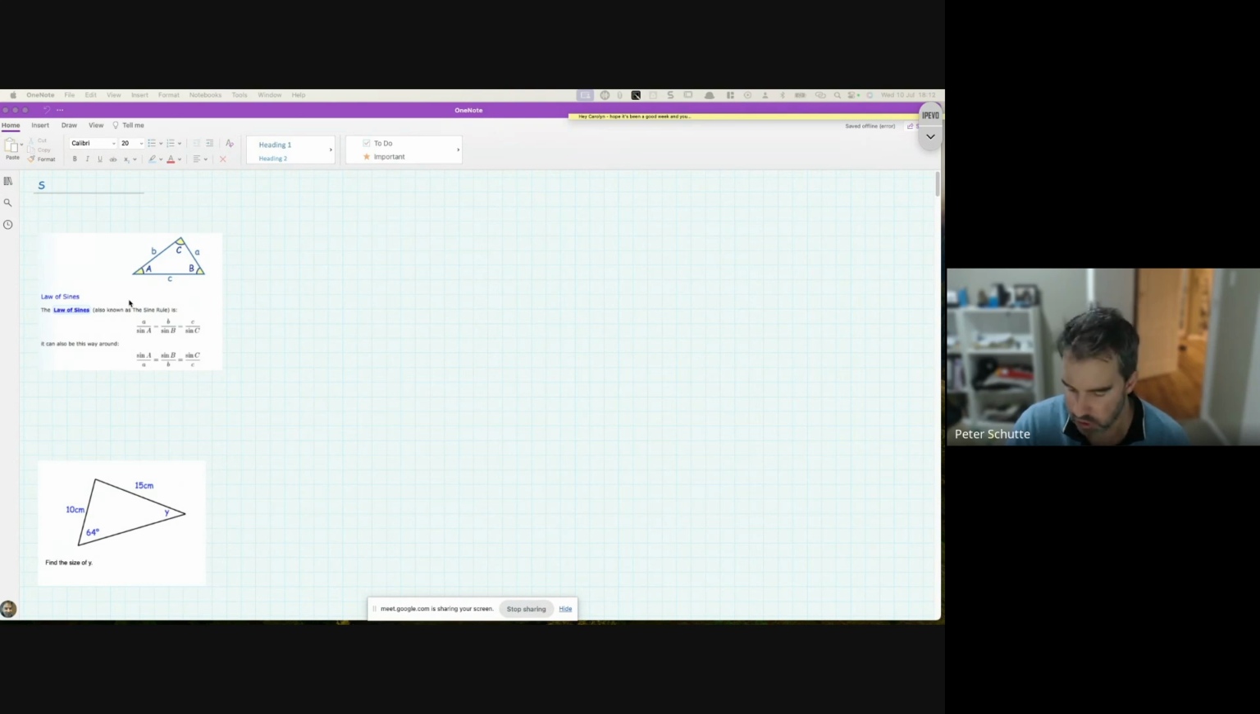Okay, what are we doing today? We're doing something called the sine rule. And what the sine rule is going to help us do is solve triangles that are not right angled. So back in grade 10, when we solve for unknown sides and angles, we only have the two.